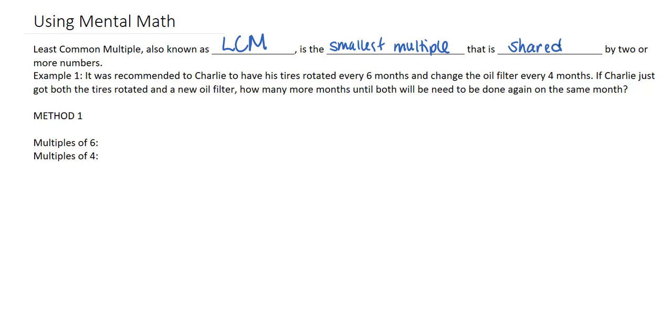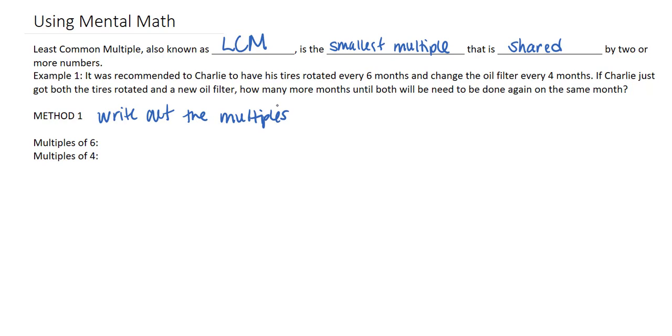It's recommended to Charlie to have his tires rotated every 6 months and change the oil filter every 4 months. If Charlie just got both the tires rotated and a new oil filter, how many more months until both will need to be done again on the same month? So we're going to use the first method, and we're going to actually just write out the multiples.